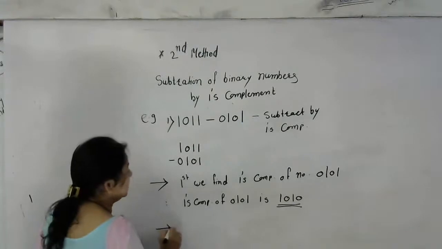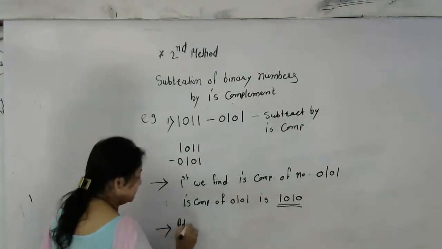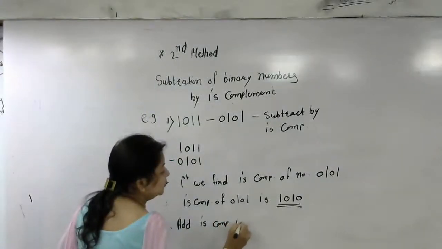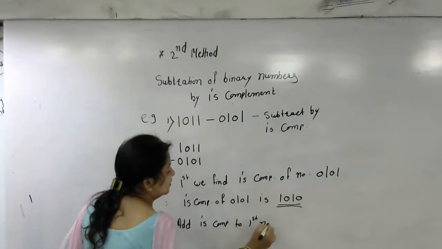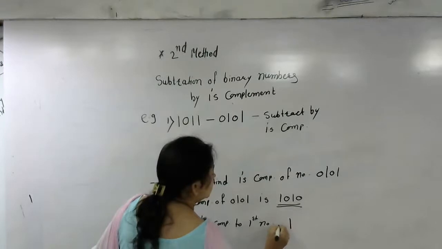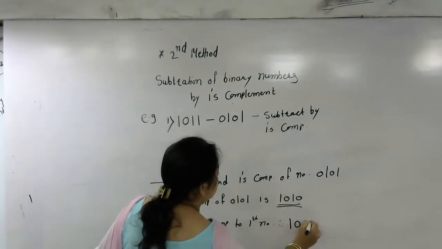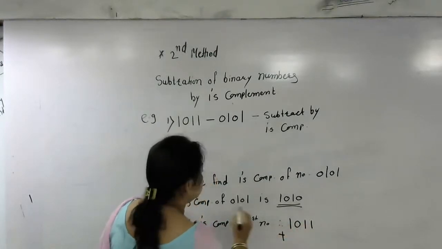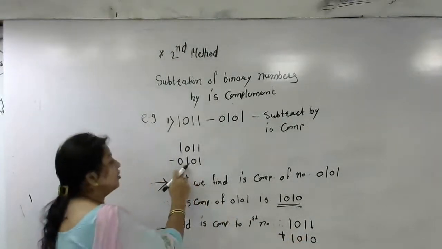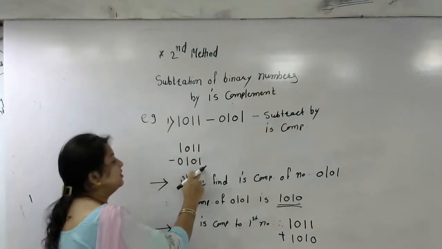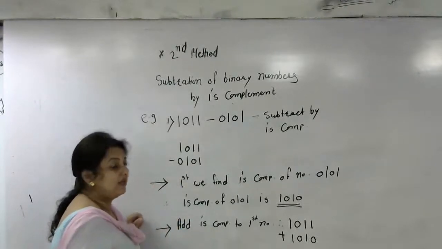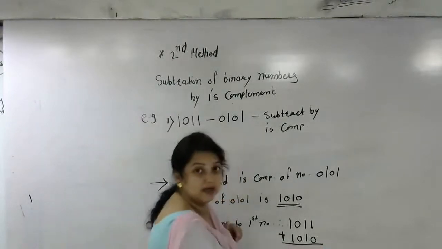Now what is the second step? Add the 1's complement to the first number. What is the first number? Therefore 1011 plus, what is the 1's complement? 1010. The 1's complement of this number is 1010. Due to the 1's complement, the negative sign changes to addition. So we add this number this time.